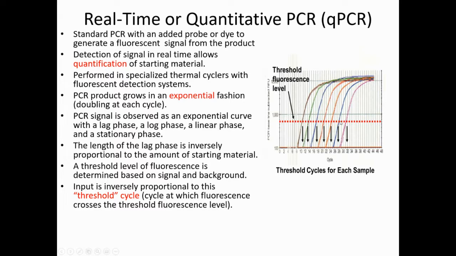For these 7 different samples, you can compare these threshold cycles. This is the so-called CT value, the threshold cycle value. For example, the first sample has a CT value of 11, and for sample number seven, the CT value is 32.